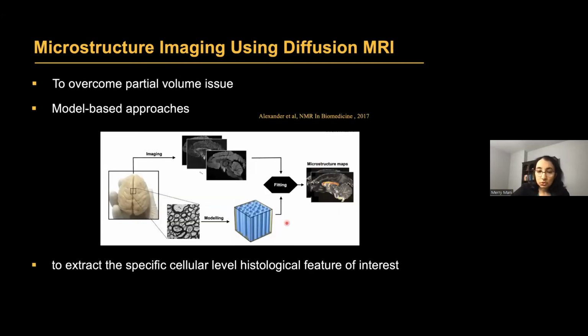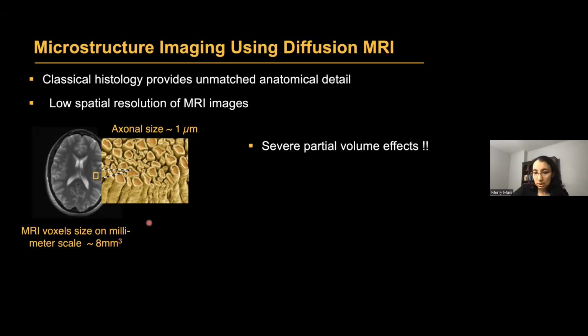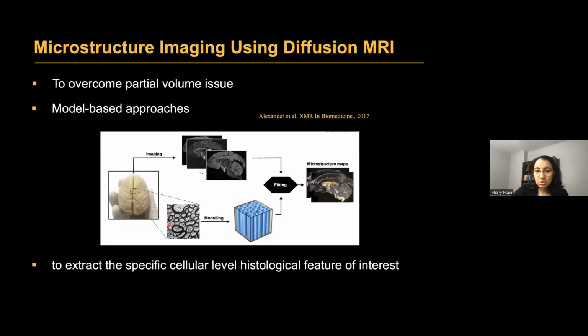One approach, of course, is to try to improve the spatial resolution of MR images. A complementary approach would be to depend on model-based approaches. The idea behind model-based approaches is that if you can come up with very accurate models for these tissues, and you can accommodate as many tissue compartments into those models, and you can accommodate as many biophysical processes into those models.